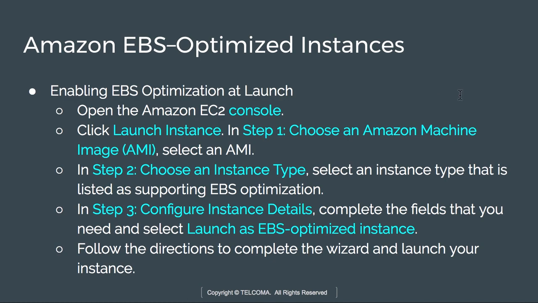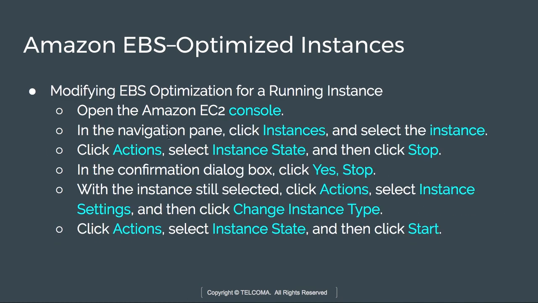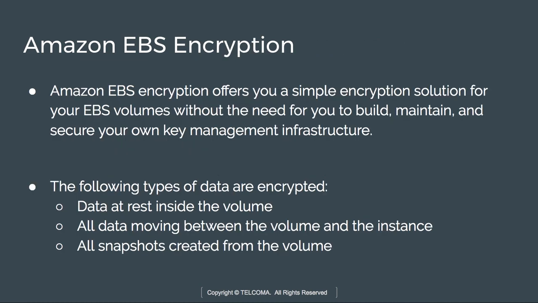First of all, we open the console, launch an instance, choose an AMI, instance type, configure this, and then launch the optimized instance. Then if we need to modify, we go to Actions, Instance State, Stop, yes stop, then Actions, we change it and then start. This is how we can modify it.